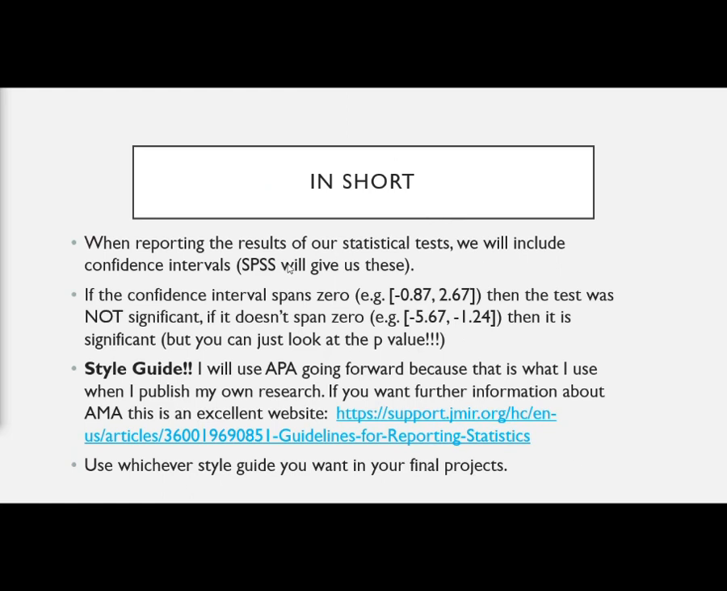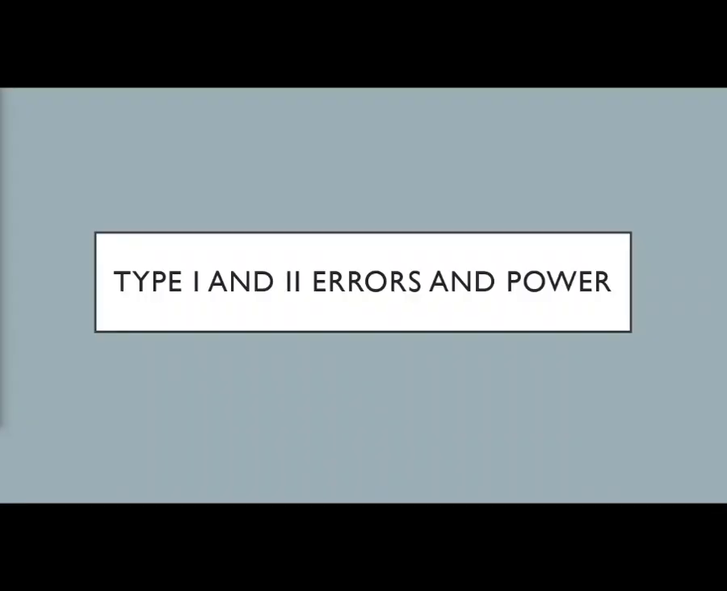So in short, when reporting the results for your statistical tests, we will include confidence intervals. I want the confidence intervals in your homework assignment, or your SPSS homework assignment. SPSS gives us those, and I don't need bootstrapping. If the confidence interval spans 0, like this one, then the test was not significant. If it doesn't span 0, like this one, then it is significant, but you can always just look at the p-value. And then again, here's the style guide. I use APA because that's what I'm most familiar with. If you want further information about AMA, here's an excellent website. Choose whichever style guide you want in your final project.